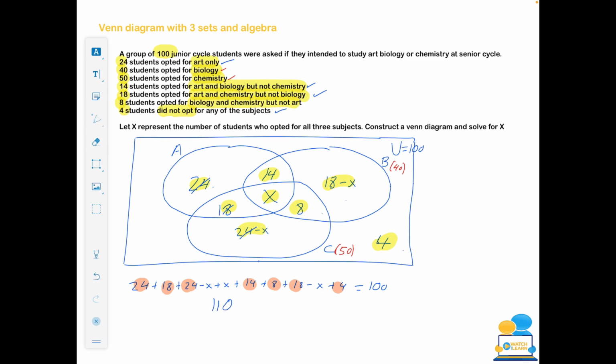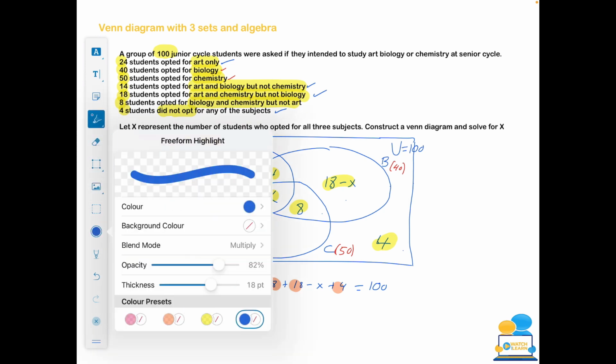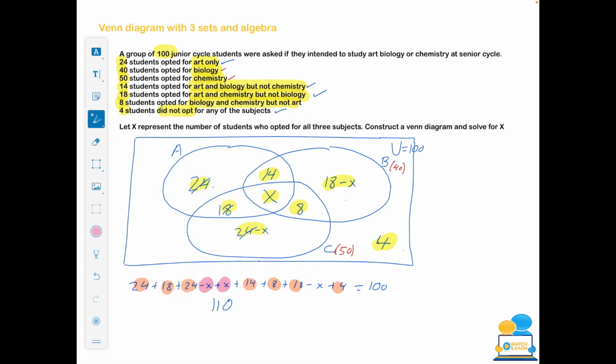Now I'm going to look at my x's. So my x's here: minus x plus x minus x. So minus x plus x will actually cancel each other out. Okay, so that'll just cancel. And then we're still left with a minus x. And all of that is equal to 100.